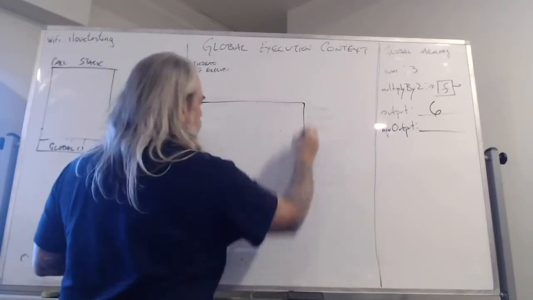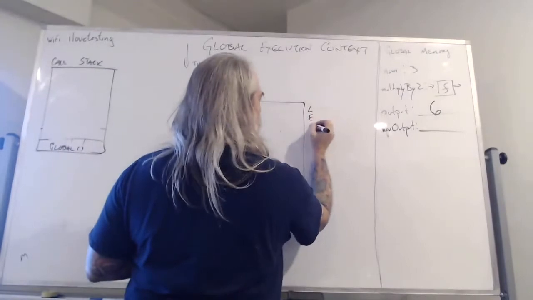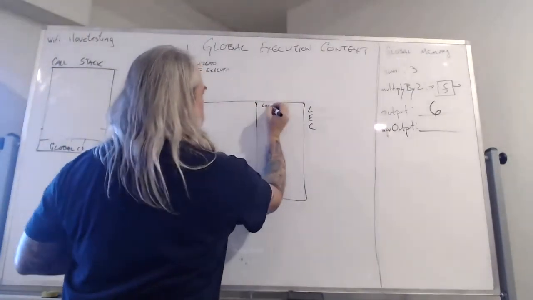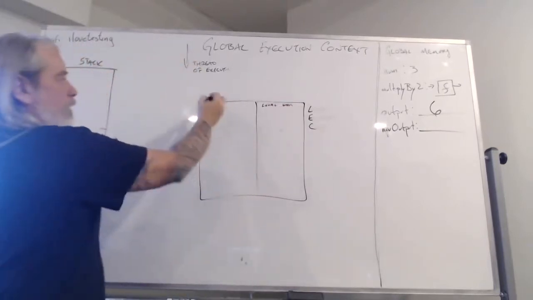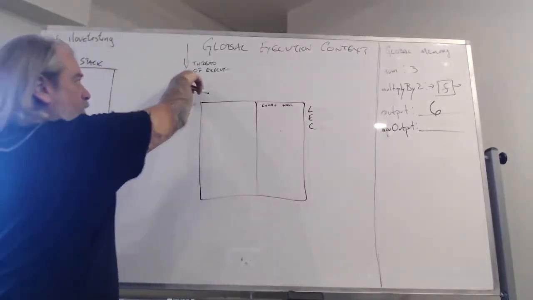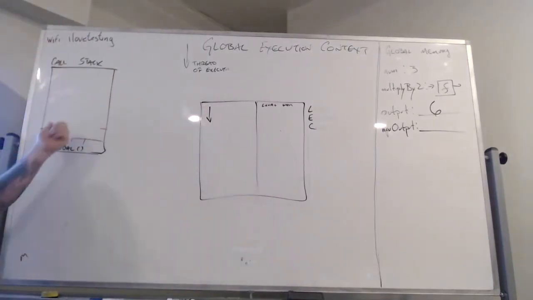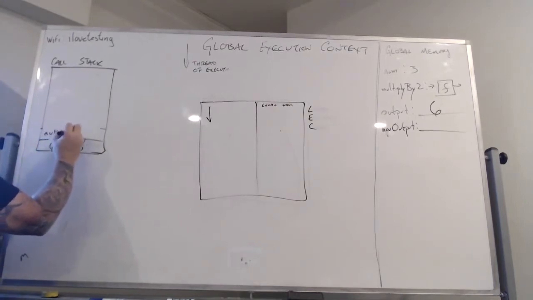So now we're gonna invoke multiply by 2. Right, we're going to invoke multiply by 2, which gives us a new local execution context, which has its own local memory. Good. Awesome. Our thread of execution, by the way, I missed this part. Thread of execution drops down. We know where we are, right? We push multiply by 2 onto the call stack.